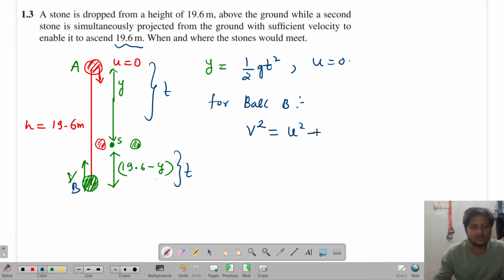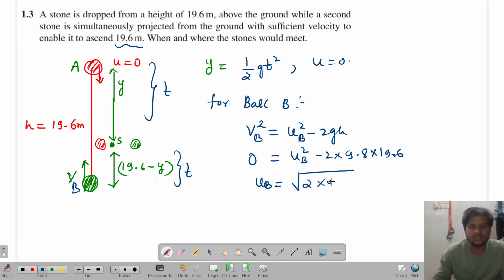So v square is equal to u square minus 2gh, and v of the B I'm telling. Okay, so this is 0 at 19.6. So the initial velocity with which I will throw is, sorry, v square minus of 2 into 9.8 into 19.6. Yes or no? So initial velocity is how much? It is equal to root over 2 into 9.8 into 19.6. This is going to be how much? It is going to be equal to again 19.6 meter per second. So the ball B is thrown with 19.6 meter per second. Got it or not? Yes or no?